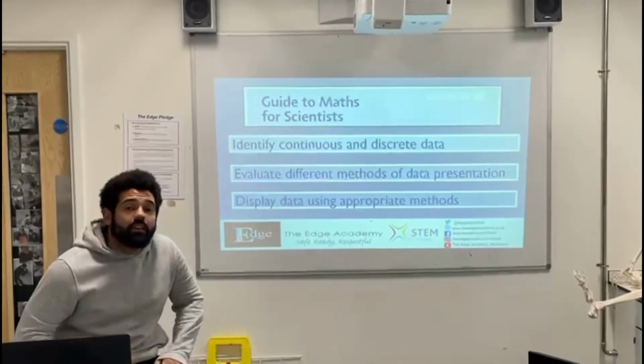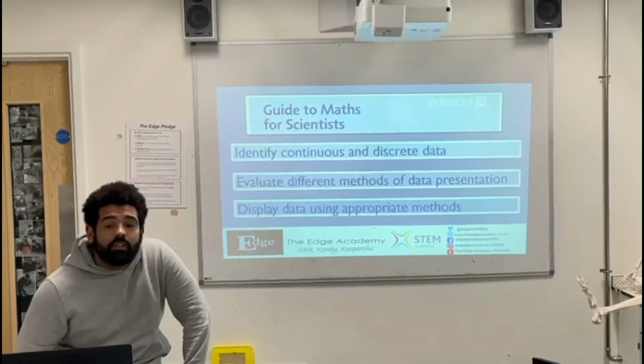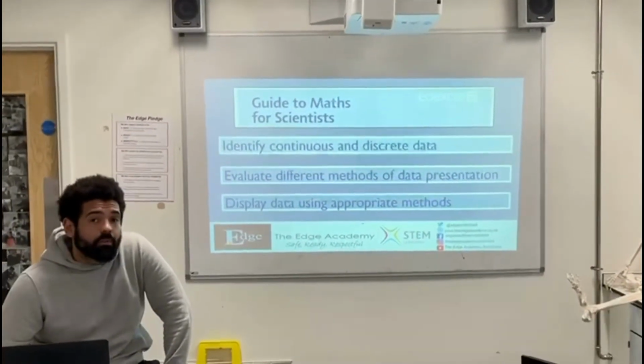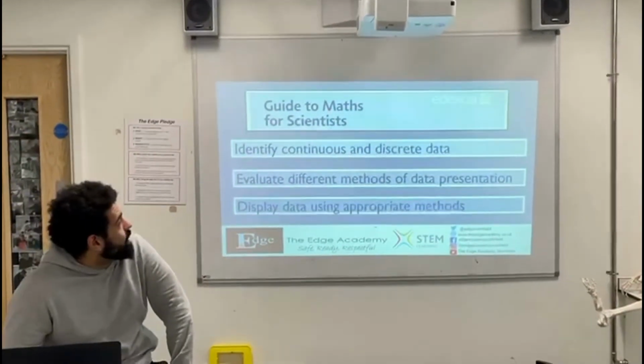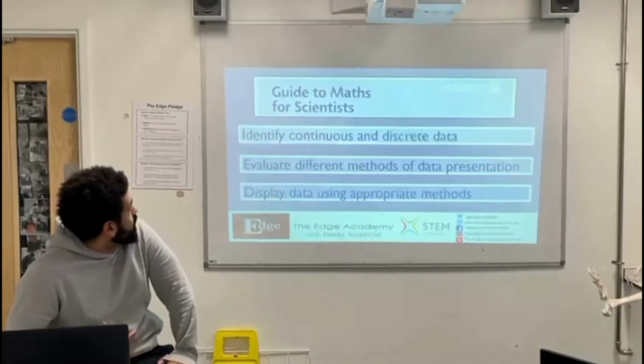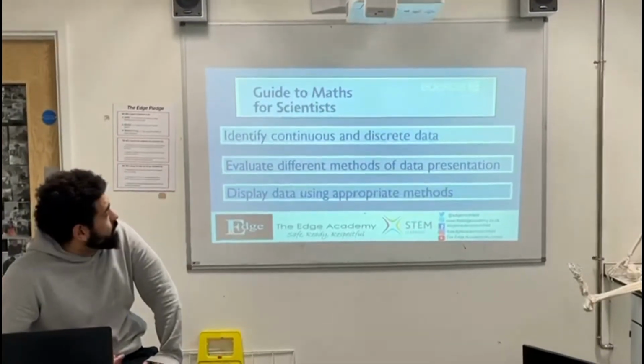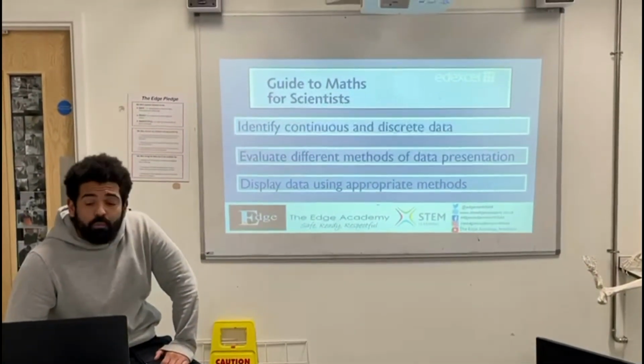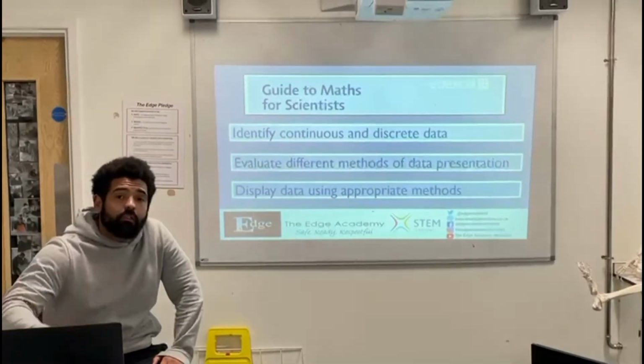Hi guys, this is the Key Stage 4 lockdown lesson for science, and we're going to do a guide to maths for scientists. We have 3 learning objectives to do. We need to identify continuous and discrete data. We need to evaluate different methods of data presentation, and finally display data using appropriate methods. So we're going to do 5 questions.